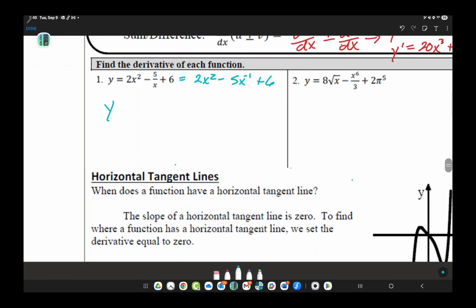So what is the derivative of 2x squared? 4x. What is the derivative of 5x to the negative 1? Now, when you bring down that negative 1, what's going to happen to this negative? Positive 5x to the negative 2. Derivative of a constant is 0, so we just drop it. Now, if you want to rewrite it, again, I don't care if you do, 4x plus 5 over x squared. Again, not super necessary, but you can. Oh, y prime.